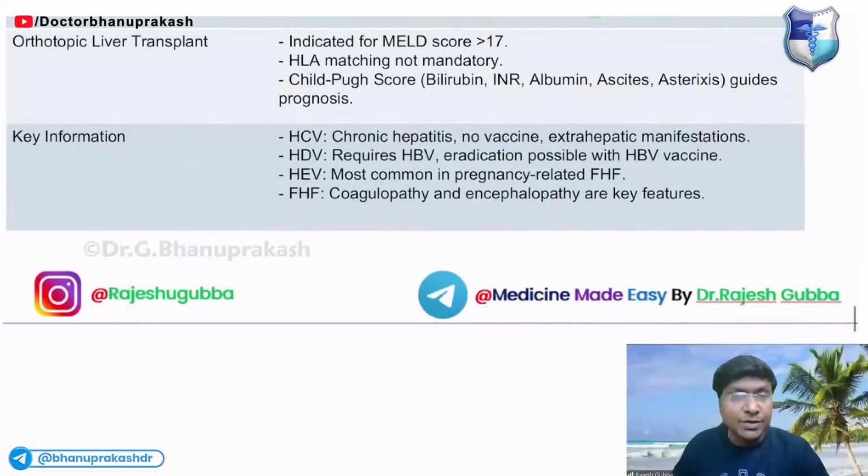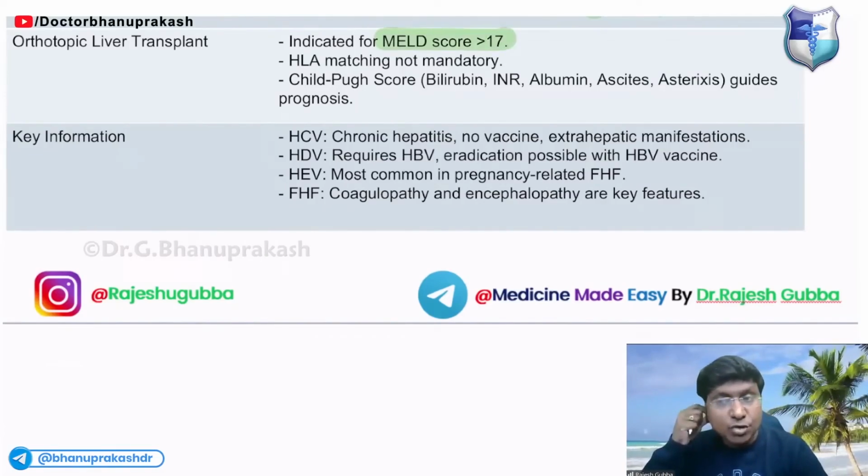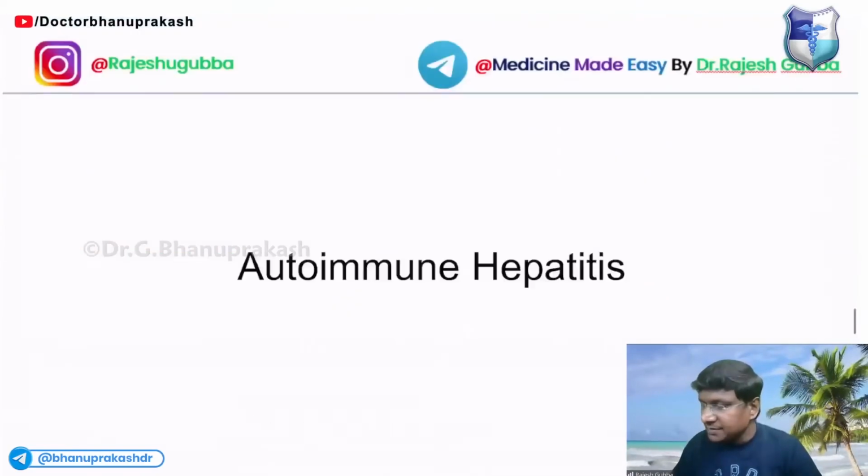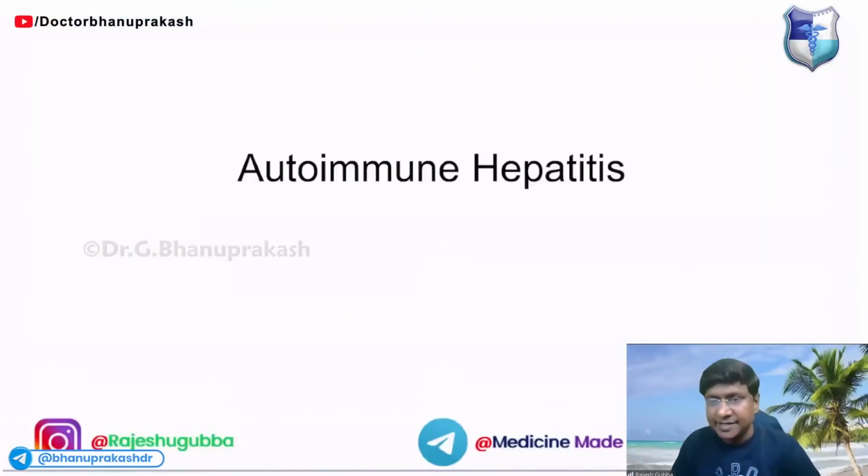And I have already told you when to do the orthotopic liver transplantation. It has to be done mainly when the MELD score is more than 17. That is when you need to do the orthotopic liver transplantation. Okay, so this is the story related to fulminant hepatic failure. Next topic is autoimmune hepatitis.